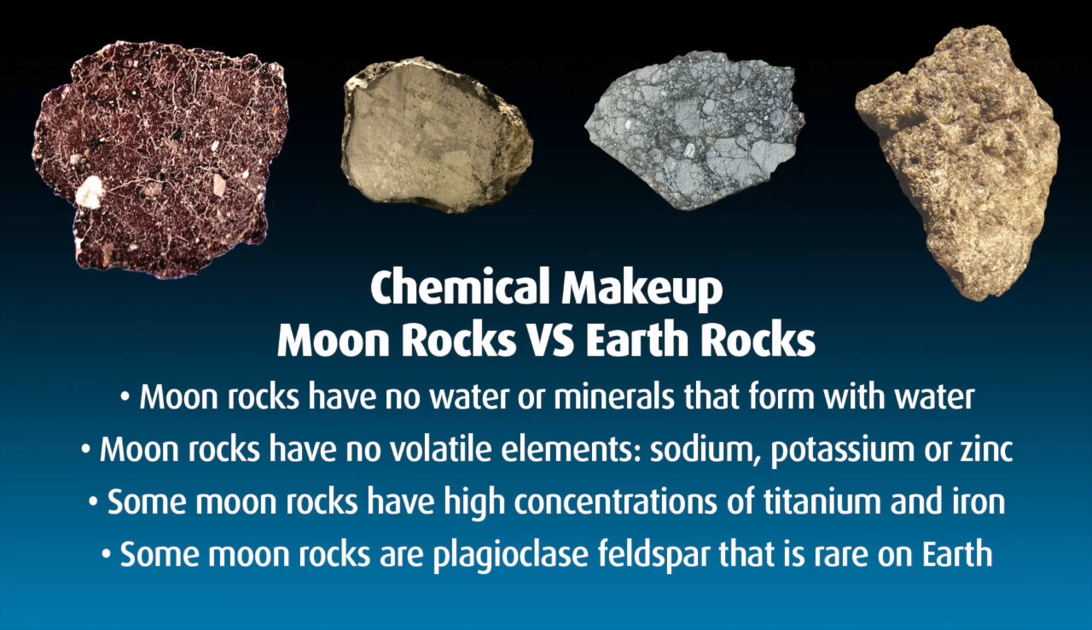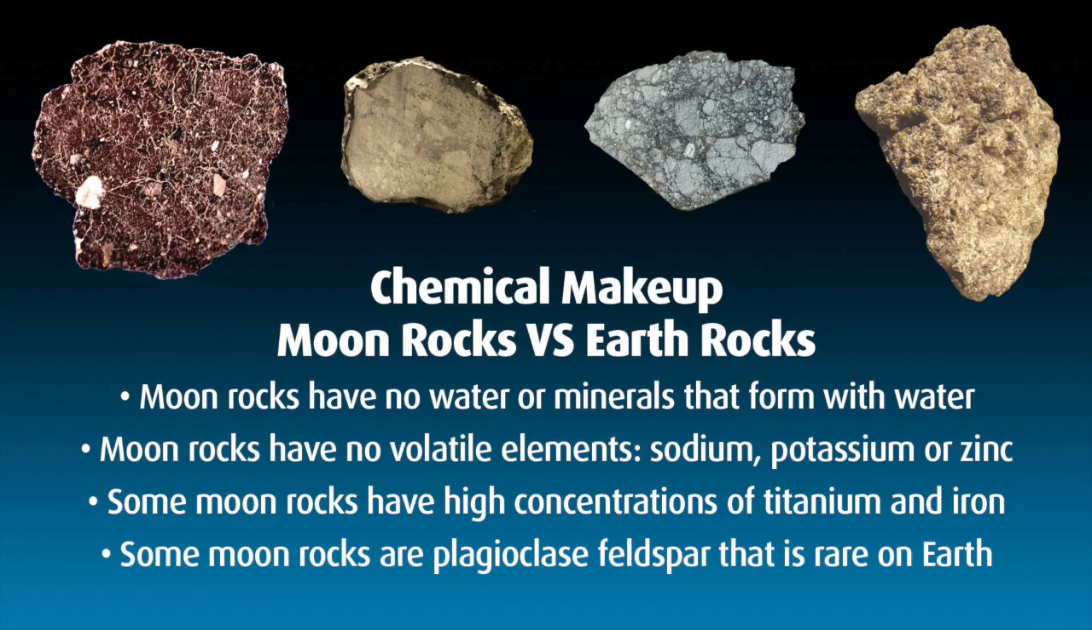Back closer to Earth, we have rocks that were brought back by astronauts from the moon. And the chemical makeup of the moon rocks versus the Earth rocks has revealed something very different. The moon rocks have no water or minerals that form with water. Well, you would expect that since we haven't found lots of water on the moon.